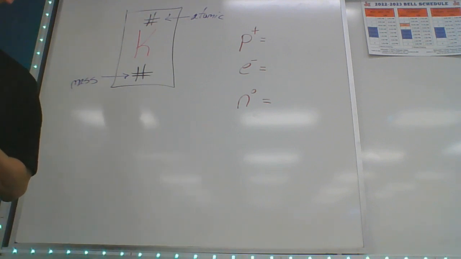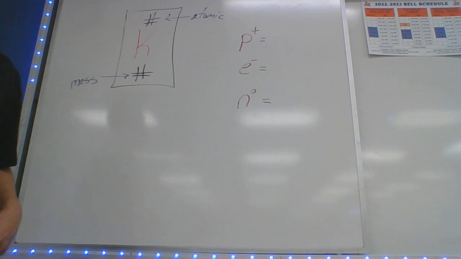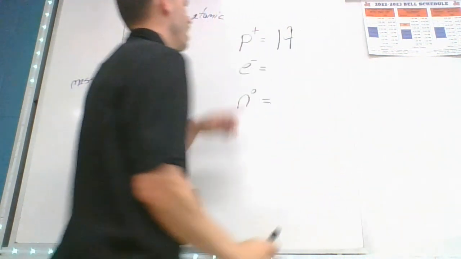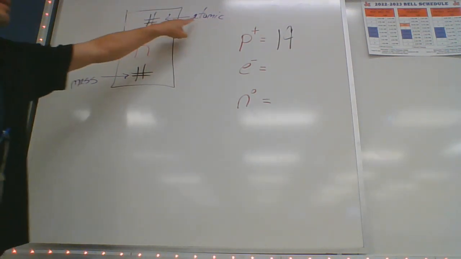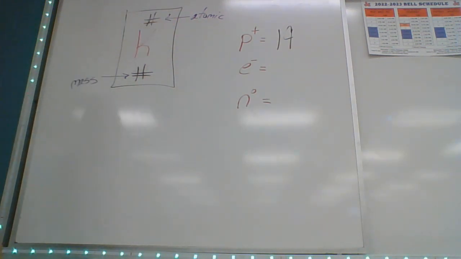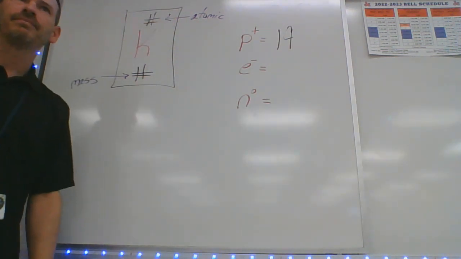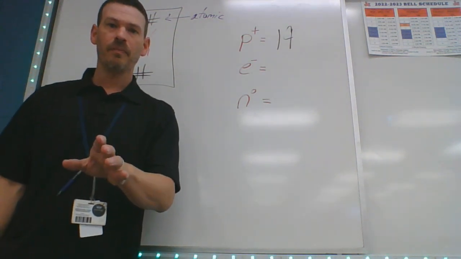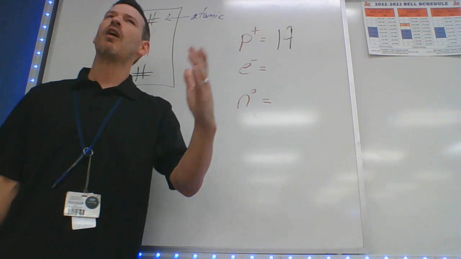Well, let's see if you've been listening. How many protons does potassium have? 19. Because the number of protons is equal to the atomic number, and potassium's top number is 19. The number of electrons, according to your table, is equal to the number of protons.